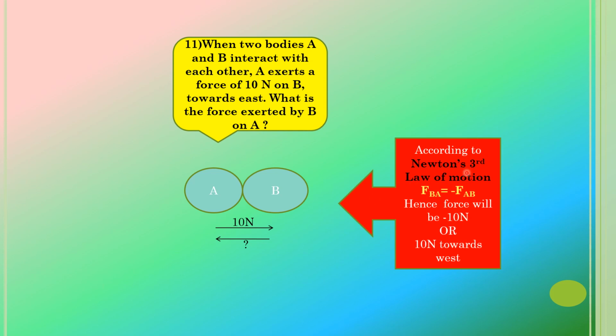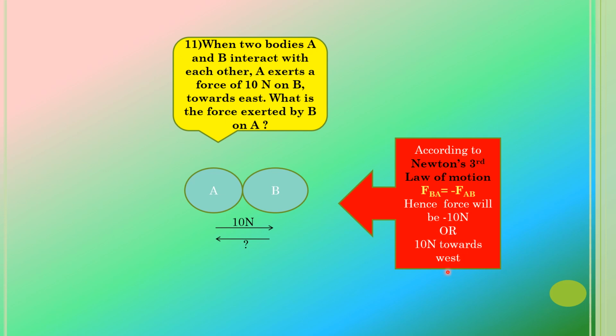So according to Newton's third law of motion, FAB is equals to minus of FBA. You can write this. Or you can also write FBA is equals to minus of FAB. Right? I hope you know now what is BA and AB. I repeat, BA means force of B on A. AB means force of A on B. So force will be minus 10 Newton because पहला वाला 10 था, तो second वाला would be with minus sign. Or if this is 10 Newton towards east, then this is going to be 10 Newtons towards west. So you write your answer in both the manners.